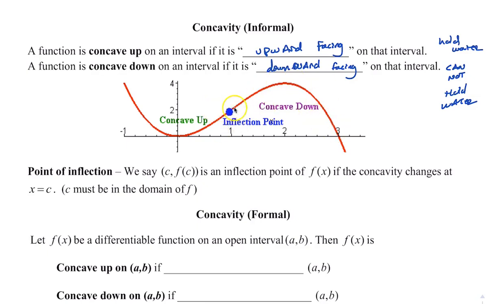We also need to talk about the point of inflection right here. This is where it switches from concave up to concave down, or from concave down to concave up. Now, a point of inflection is a point. When we talk about critical points, it's a funny thing because we talk about the x values. For a point of inflection, we actually want a point. So it should be a point c, f of c, the x and y value. It's just where it changes concavity. It's the point right there.